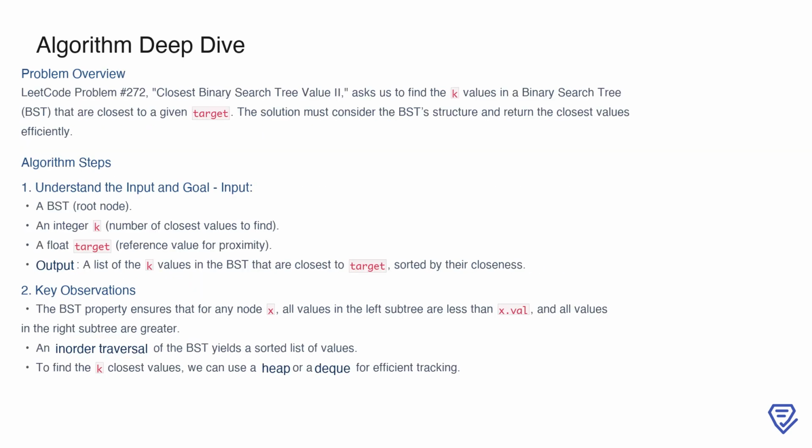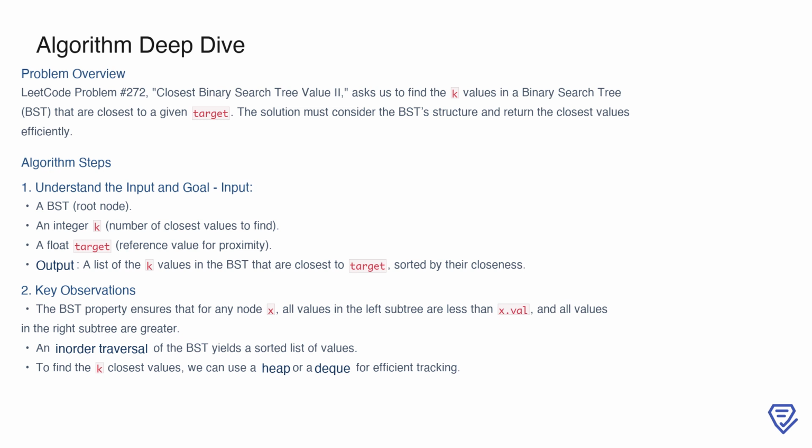To solve LeetCode problem number 272, we need to find the k values in a binary search tree, BST, that are closest to a given target. The challenge here lies in efficiently leveraging the structure of the BST to determine the closest values, rather than simply traversing the entire tree and sorting all values by their proximity to the target. The input consists of the root of the BST, an integer k representing how many closest values we want, and a target value as a reference point. The output is a list of k values, sorted by their closeness to the target.